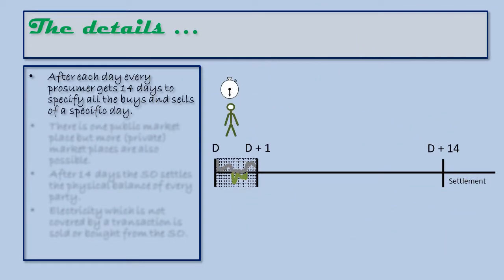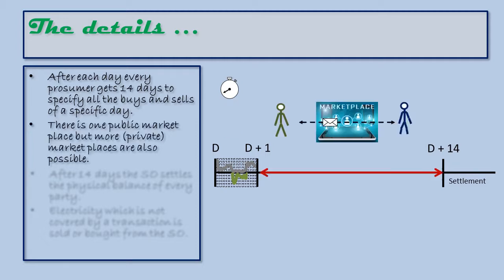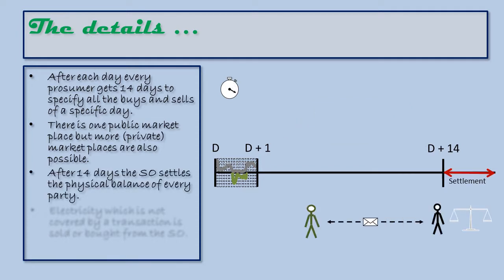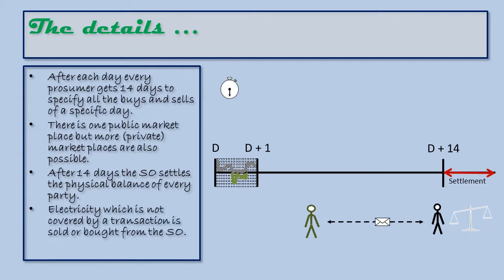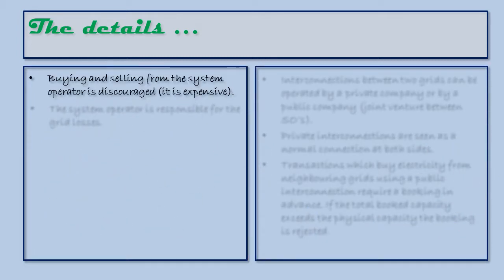After each day, every prosumer gets 14 days to specify all the buys and sells for a specific day. There is one public marketplace, but more private marketplaces are also possible. After 14 days, the system operator settles the physical balance of every party. Electricity which is not covered by a transaction is sold or bought from the system operator. Buying and selling from the system operator is discouraged. It is expensive. The system operator is responsible for the grid losses.